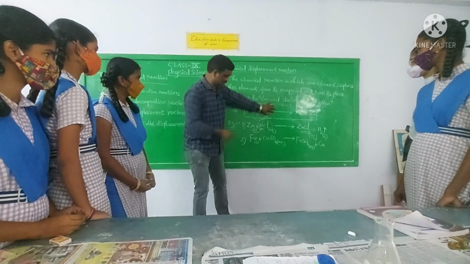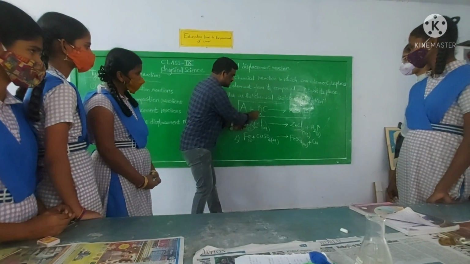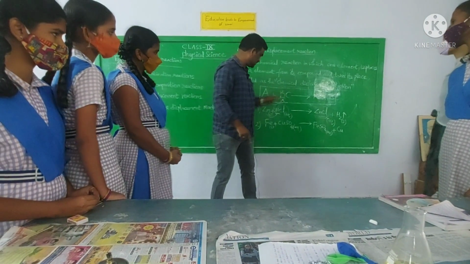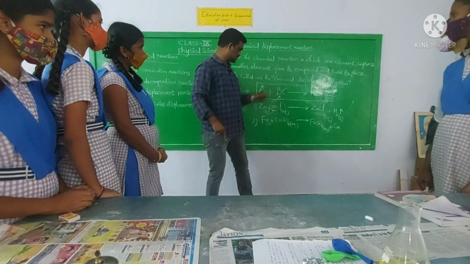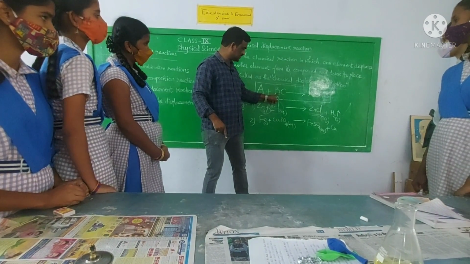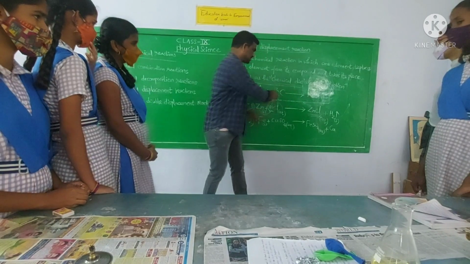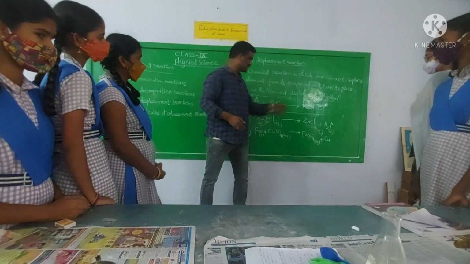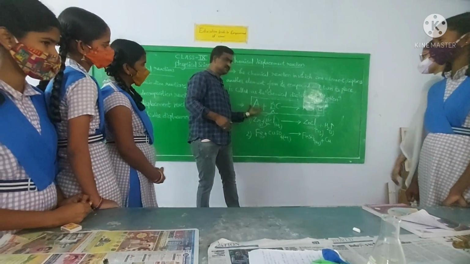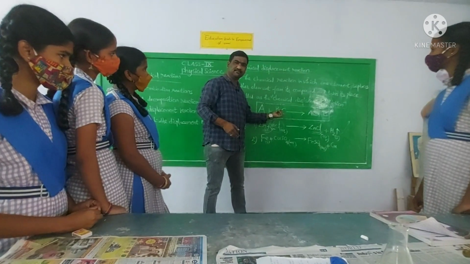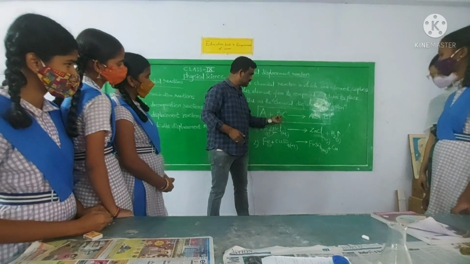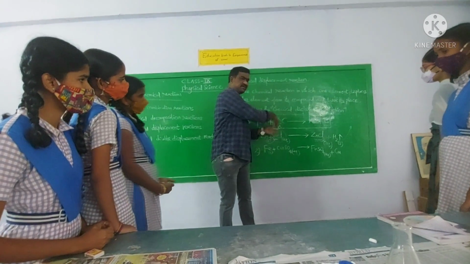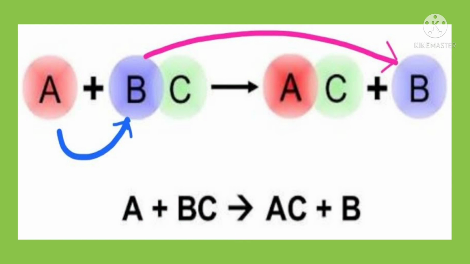Here BC is the compound. So this element A displaces the B from the compound BC and takes its place. That's why A is taking the place of B and forms AC. This displaced B is separated from the compound. So here A is an element displacing the B from its compound BC and forming AC, and the displaced element B is separated from the compound.